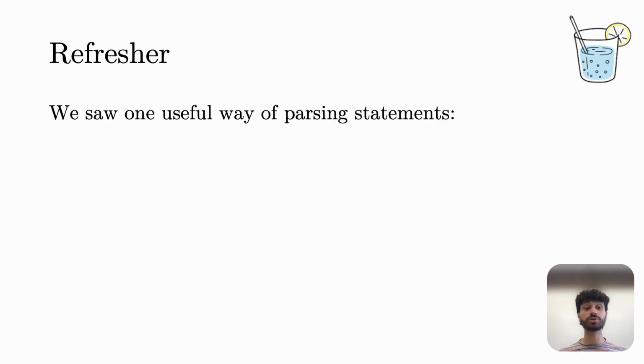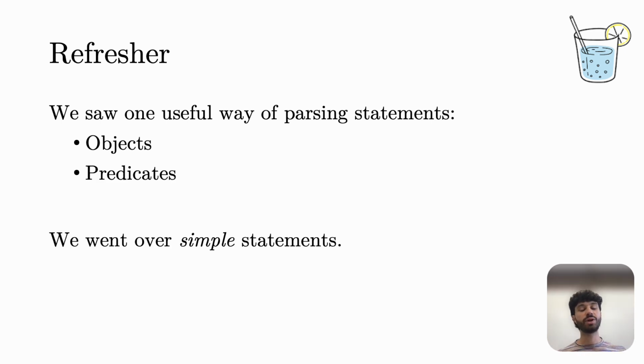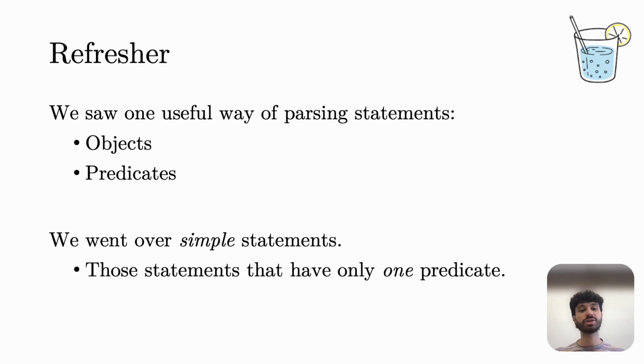So we saw that one useful way of parsing statements is by turning the statement into a symbolic language where we have objects and where we have predicates. And we went over simple statements. And these are statements that only have one predicate. So remember, we might have more than one object, like Piper is on the couch, or Piper is a dog. So try to figure out which one of these is the object and which one is a predicate. Right? In both cases, Piper is the object, and the predicate is either is a dog or is on the couch.